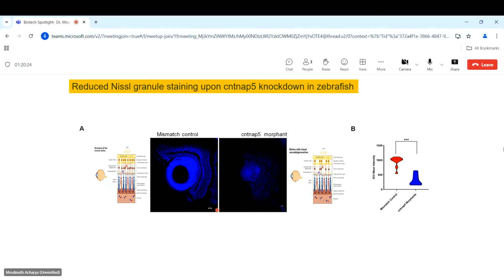Next, we have looked into the Nissl granules. Nissl granules are basically chromatolysis markers. If you have more chromatolysis, the Nissl granules will be fewer. So that essentially shows the neurodegeneration. If you look at the mismatch control, the Nissl stain or NeuroTrace staining is perfectly fine, whereas in the morphant you can barely see it. So this again proves that there is neurodegeneration going on in these morphants.